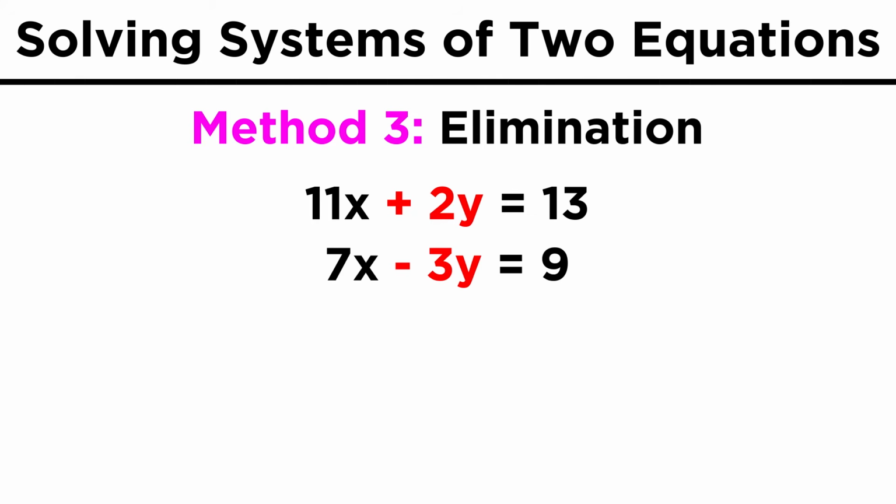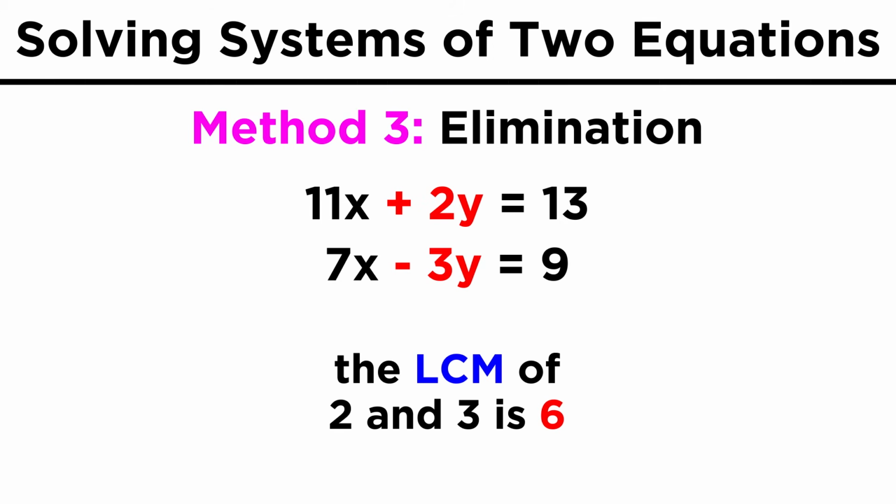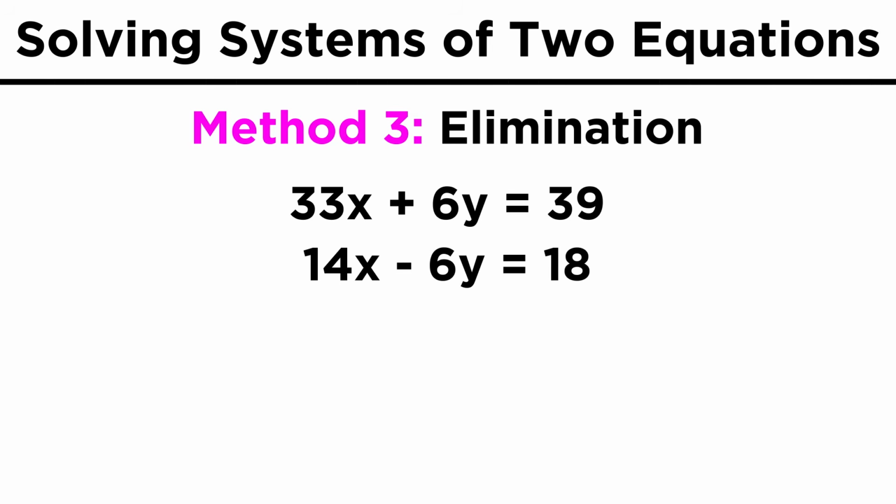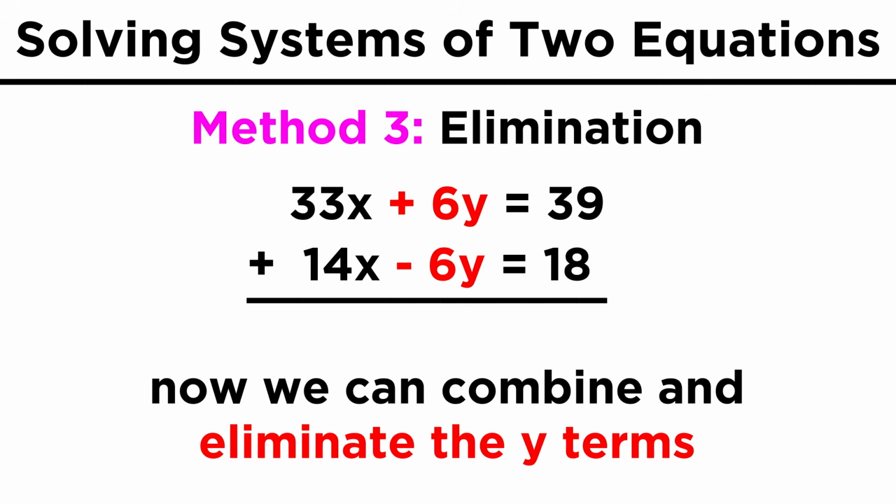Instead, we have to realize that the least common multiple of 2 and 3 is 6. So we multiply the top equation by 3 and the bottom equation by 2. That gives us 33x plus 6y equals 39, and 14x minus 6y equals 18. Now we are ready to combine them, because positive 6y and negative 6y will indeed cancel each other out.